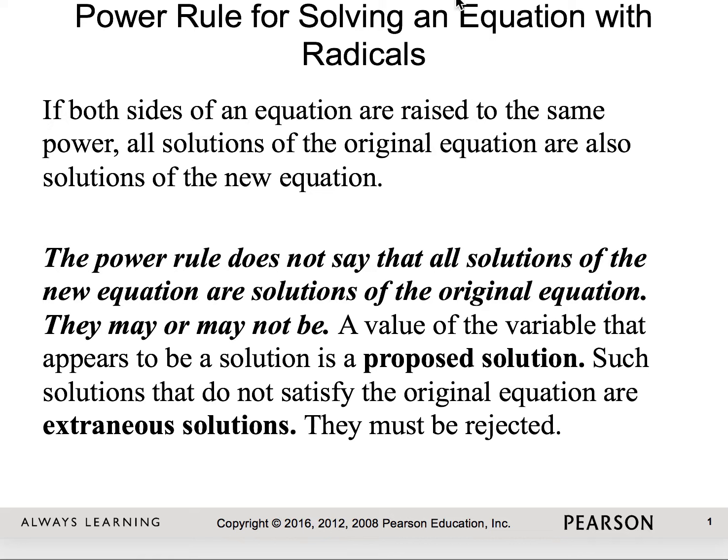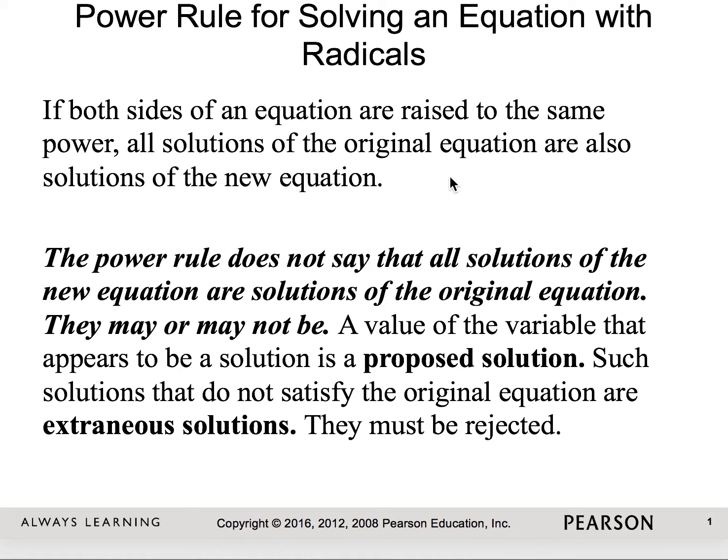Okay, now we're going to solve equations that have radicals. All you do to solve an equation that has a radical is isolate the radical on one side and then square both sides. Remember, square roots and squares undo each other.